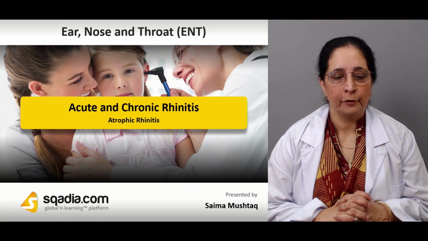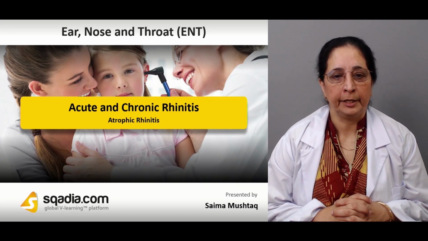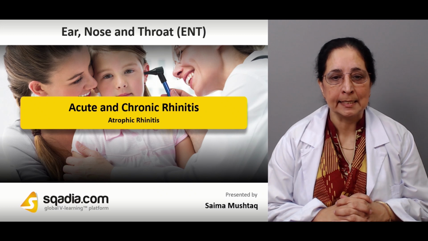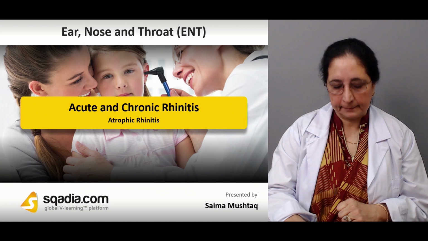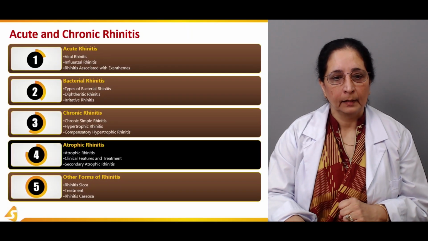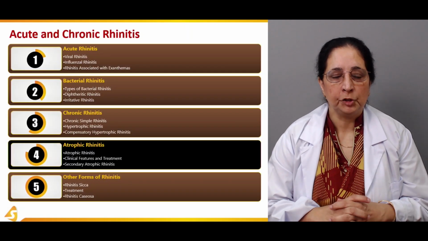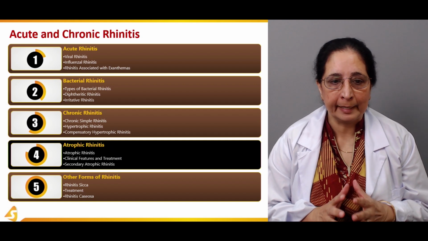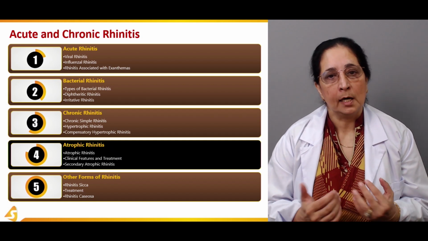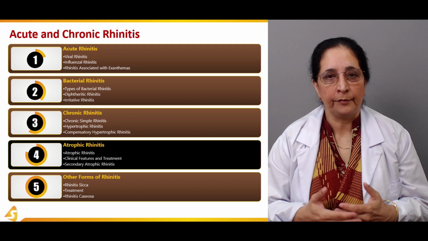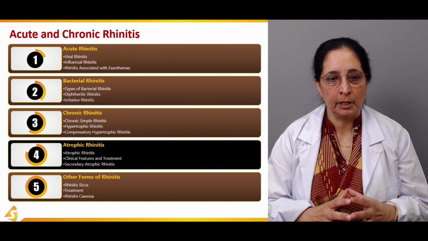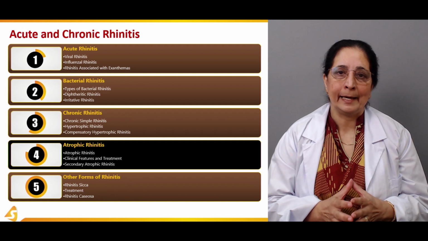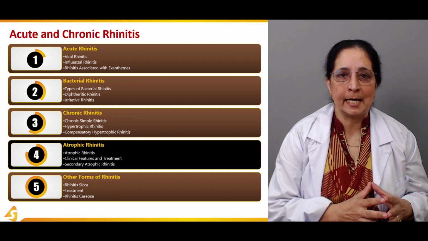Okay, in the fourth section of our lecture, acute and chronic rhinitis, we will discuss atrophic rhinitis. In this section, we will talk about what is atrophic rhinitis, what are the clinical features of atrophic rhinitis, and how we can treat this condition, and also what's secondary atrophic rhinitis.